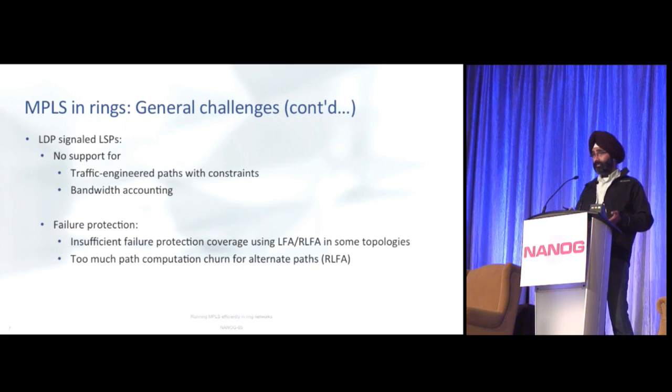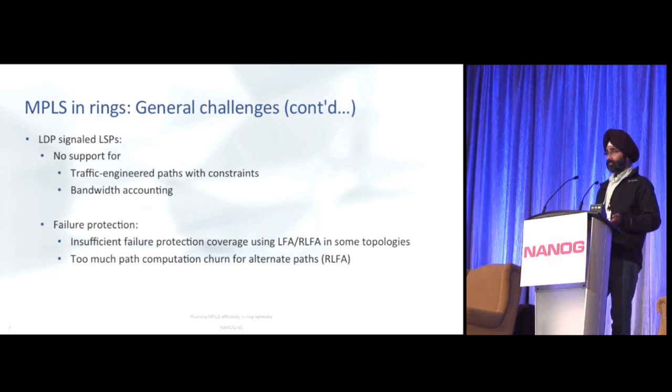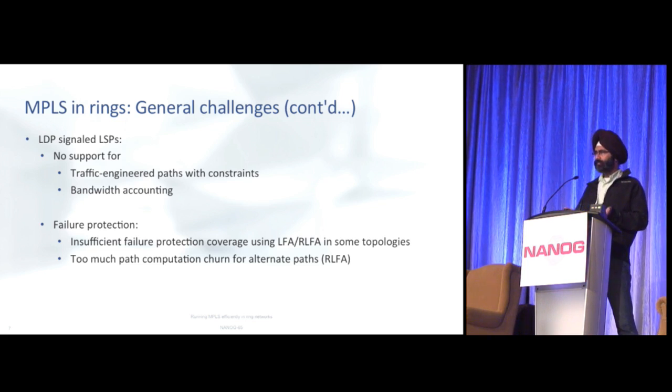Now, if you were running LDP to set up your LSPs in a network, LDP doesn't give you any traffic engineering using constraints. It does not allow bandwidth accounting or setting up LSPs with specific bandwidth constraints in the network. It does give you some failure protection if you use a technique like LFA, loop-free alternates, or remote LFA. However, LFA and RLFA do not give complete protection against all failures in many topologies, ring being one of those. And even computing the protection paths using RLFA involves a reasonable amount of churn, which by design itself can lead to microloops. So those were the advantages and disadvantages of using RSVP or LDP as a signaling mechanism for MPLS LSPs in general.